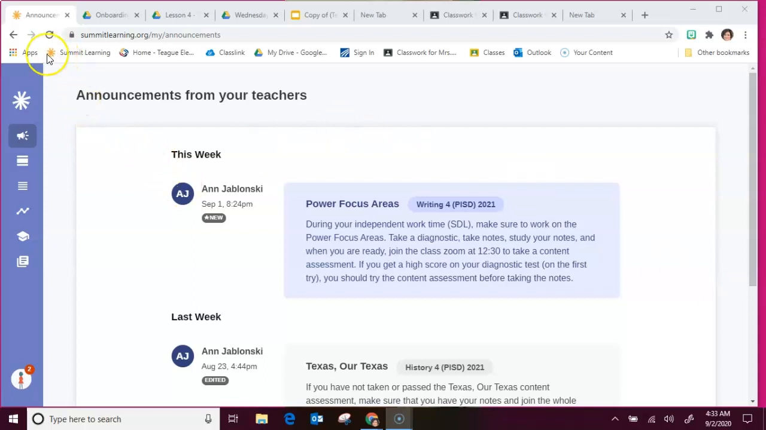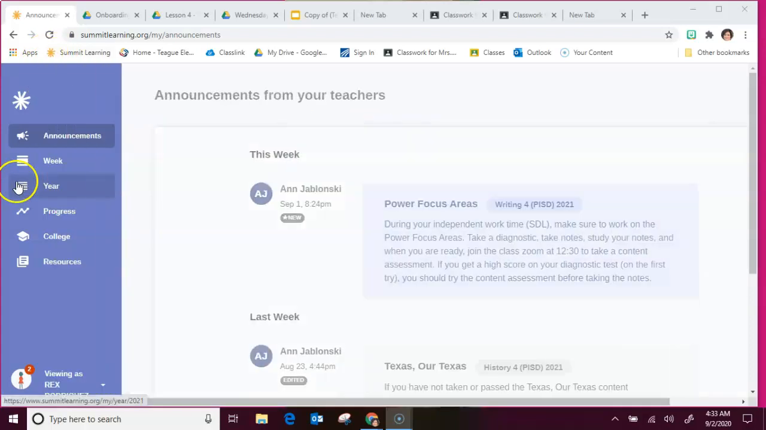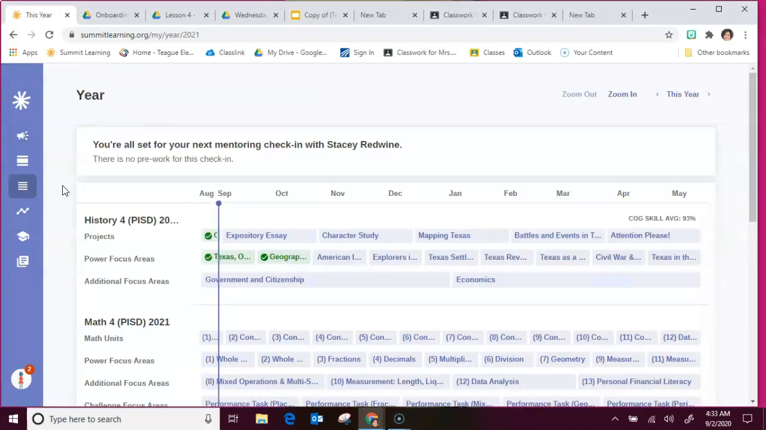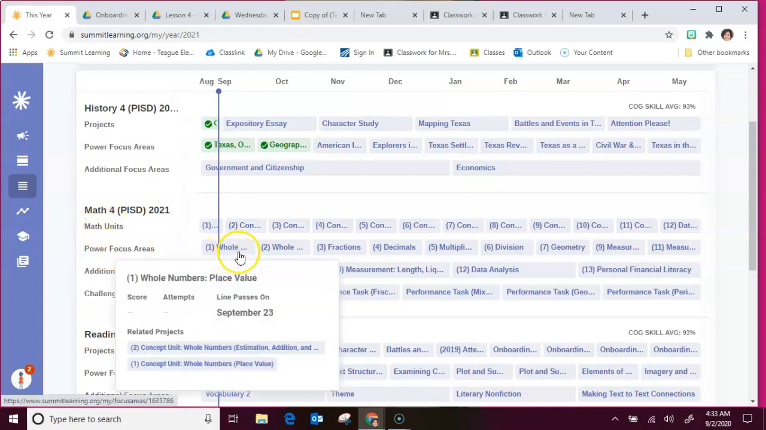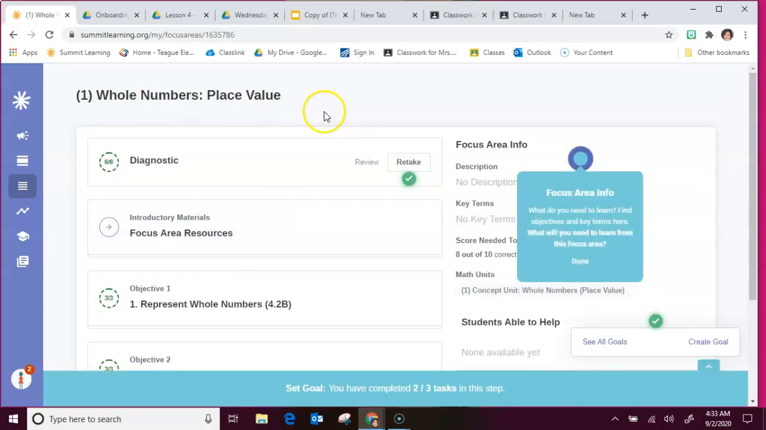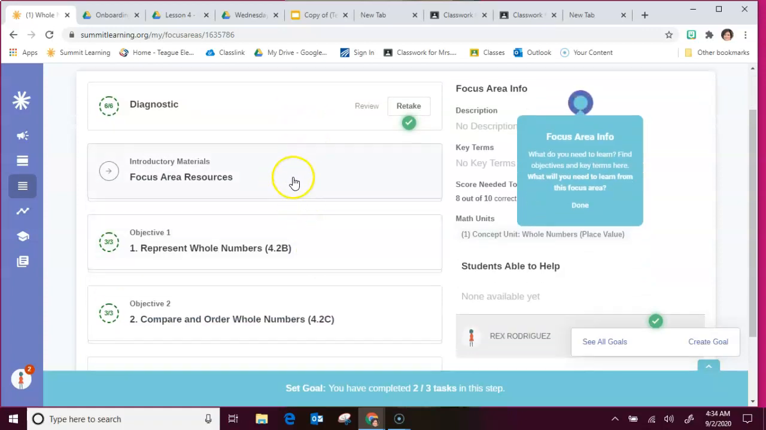So when you open your Summit Learning, you go to the year view for math. You find your subject, and here's math. We're not doing the math units right now. Power focus area. And I'm going to click on the one that we are working on now, which is number 1. So I click on that. I've taken my diagnostic, and now I'm ready to use some of my resources.